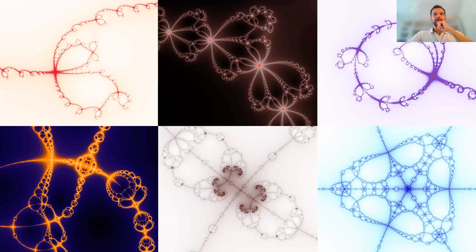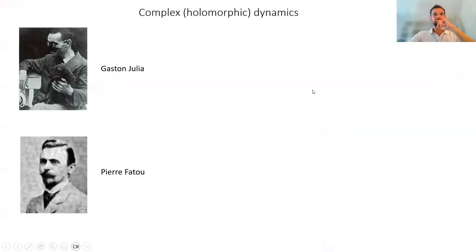Okay, so the field of complex dynamics, actually complex holomorphic dynamics. Holomorphic stands from the holomorphic functions, for now we can just disregard it. So complex dynamics, because we iterate maps that are defined over complex numbers. It started with the work of Gaston Julia and Pierre Fatou in the 20s of the 20th century. So it was long ago.